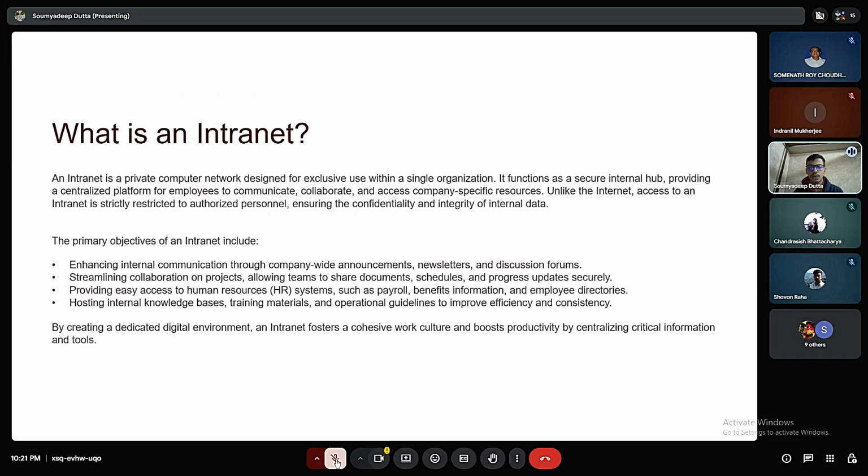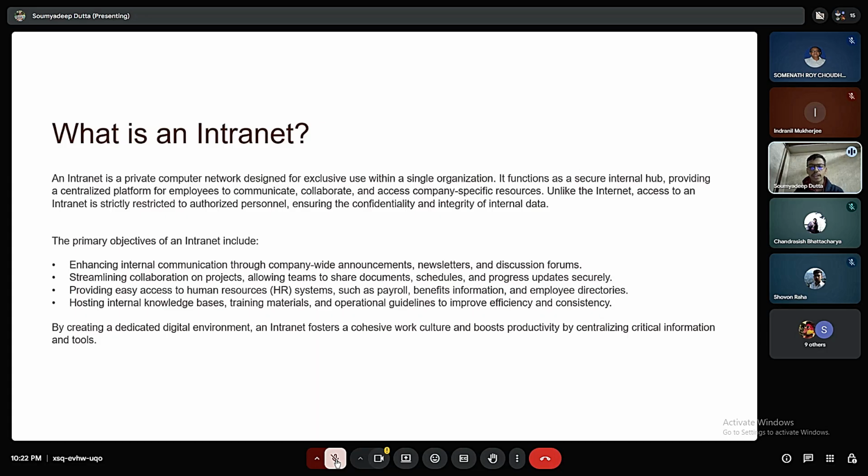Now, let us move on to the intranet. An intranet is a private network that is used only within an organization, such as a company, university, or a government office. Unlike the internet, it is not open to the public. Only authorized users, like employees or staff who belong to that organization, or members, can access it using usernames or passwords. The main purpose of an intranet is to support internal communication and daily operations.